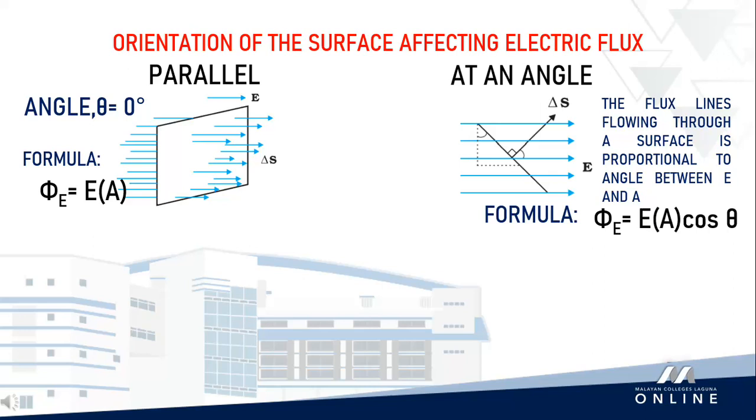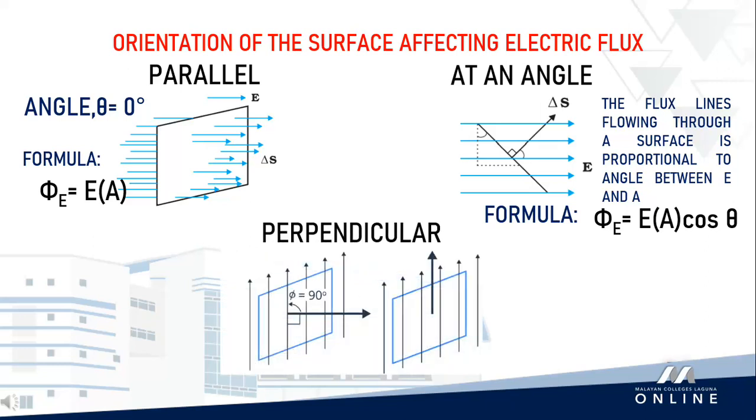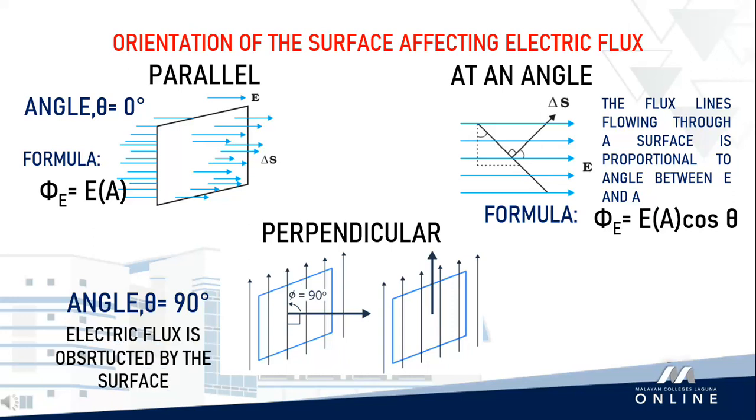When the electric field E is perpendicular to the surface area A, as what you can see on your screen, the angle between E and A is equal to 90 degrees, and the maximum number of lines are obstructed by the surface. Therefore, the electric flux can be expressed as E times A times cosine 90.